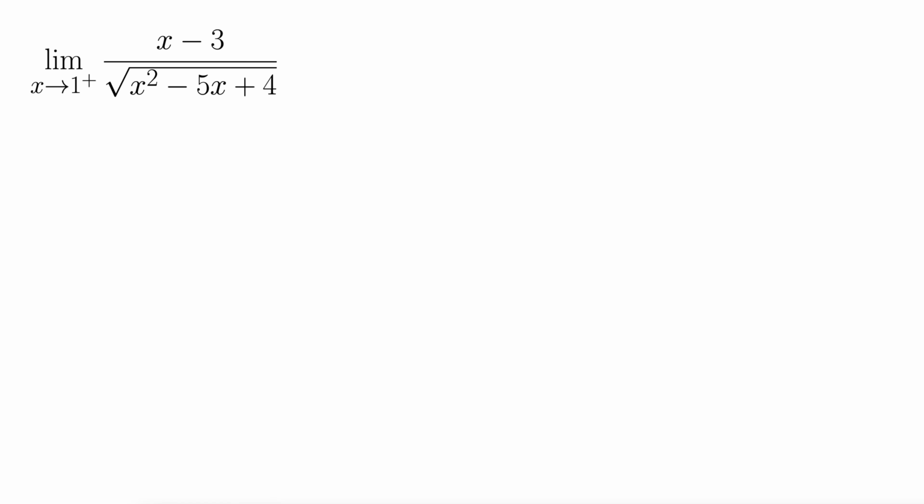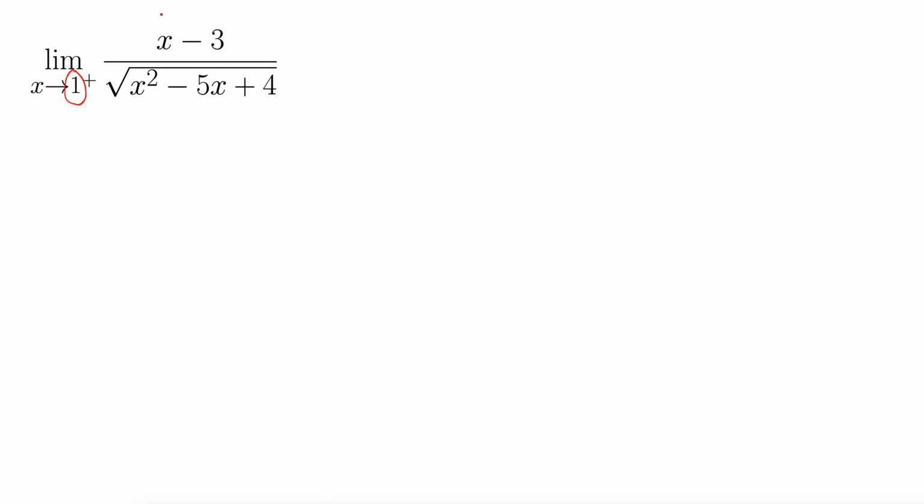In this example, we're examining the limit as x goes to 1 from the right of x minus 3 over the square root of x squared minus 5x plus 4. So the first thing to do in evaluating any limit like this is to begin by just plugging in whatever you're approaching. Plug it in for x and see if it just works out.